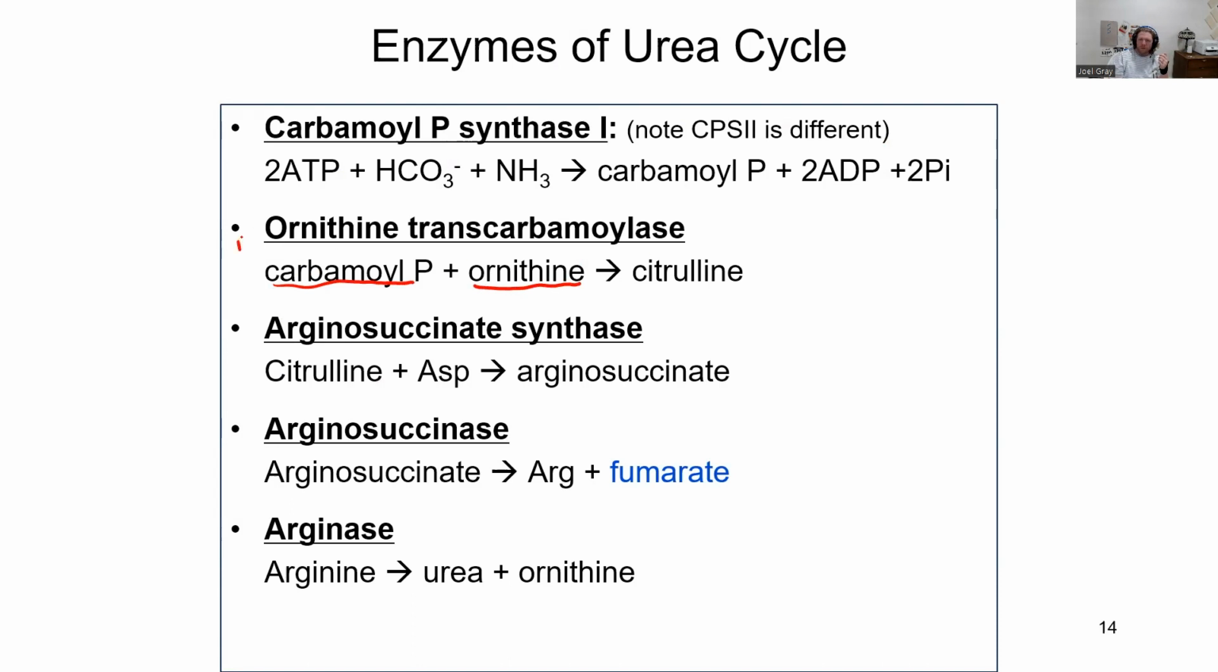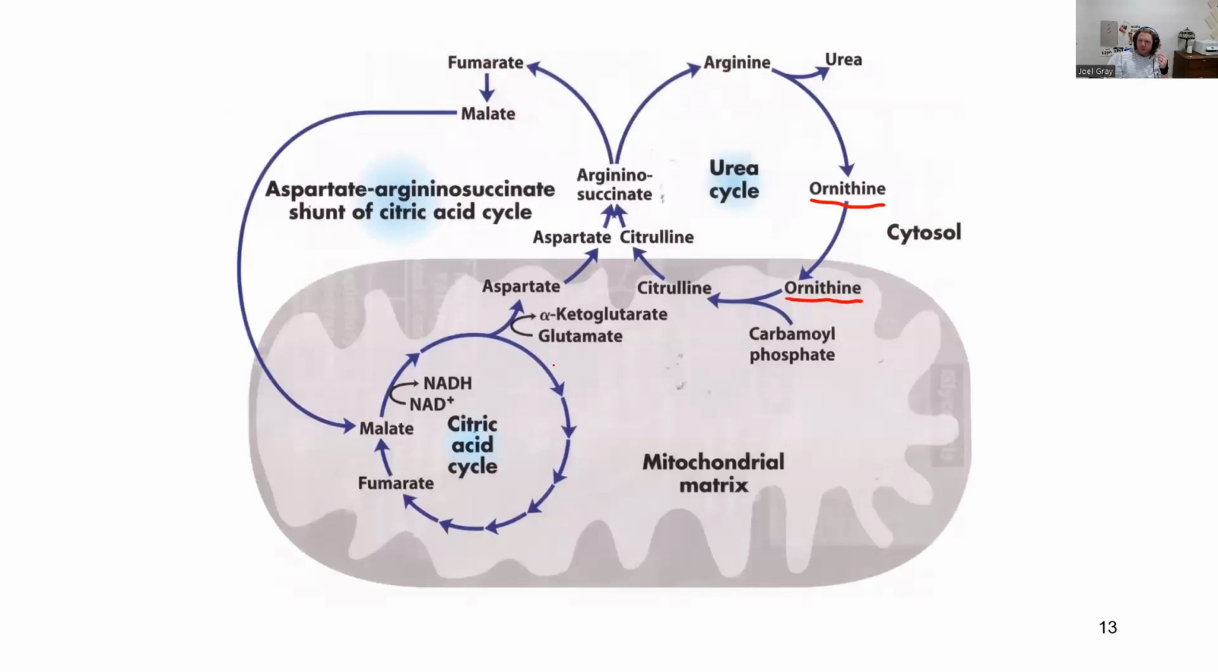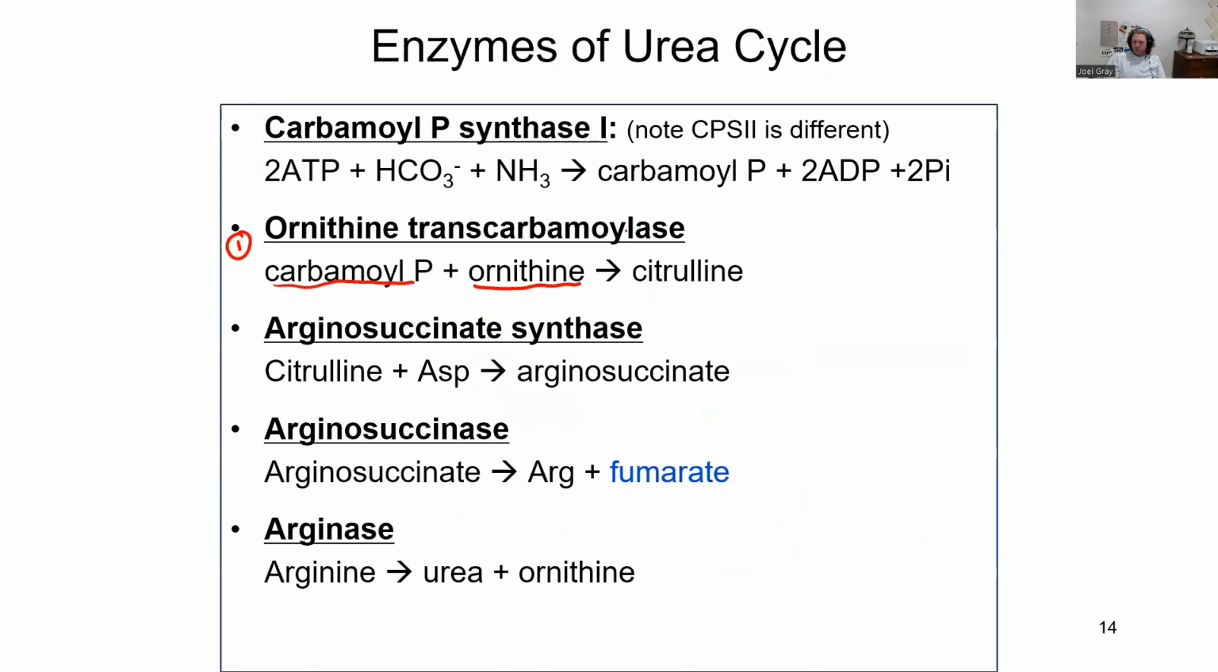I'm going to label this 1. That citrulline will then be used in combination with our amino acid aspartate to make arginosuccinate. So this step right here is 1. The next thing that we've got to do is move our citrulline out of the mitochondria. Once that's out of the mitochondria and into the cytosol, that's where we have enzyme number 2 that combines citrulline and aspartate into making arginosuccinate.